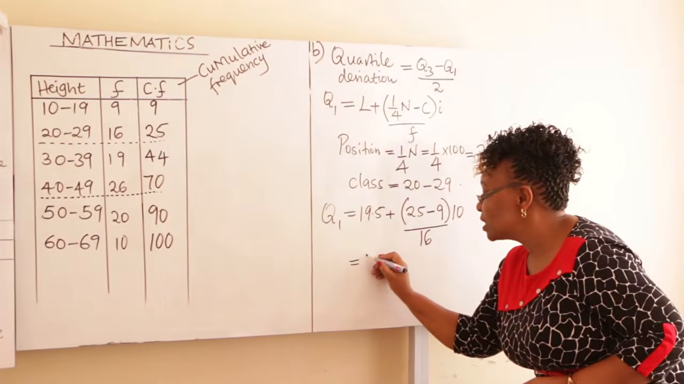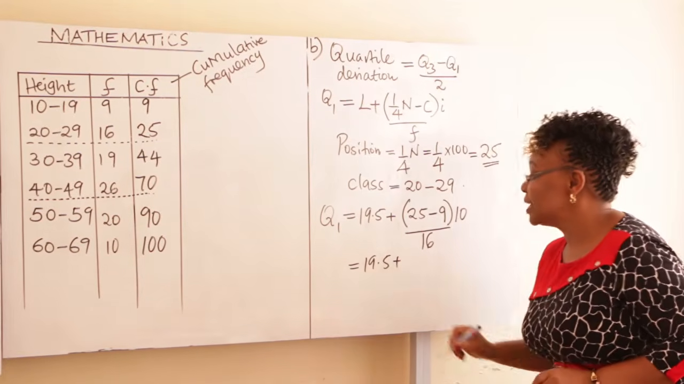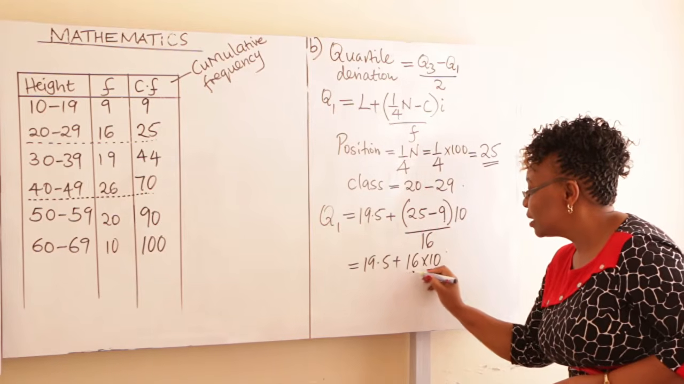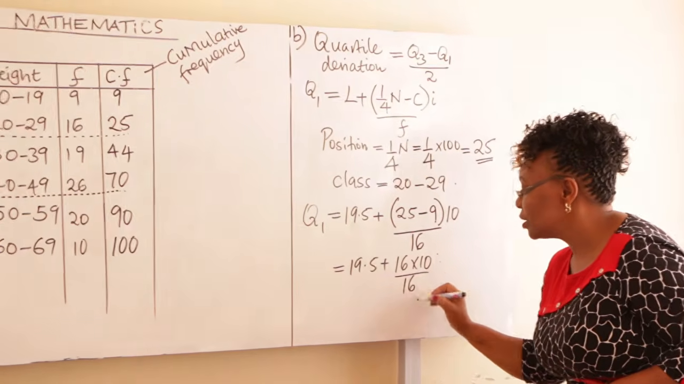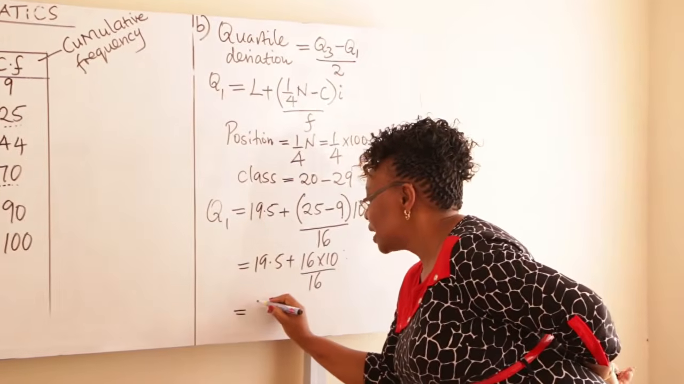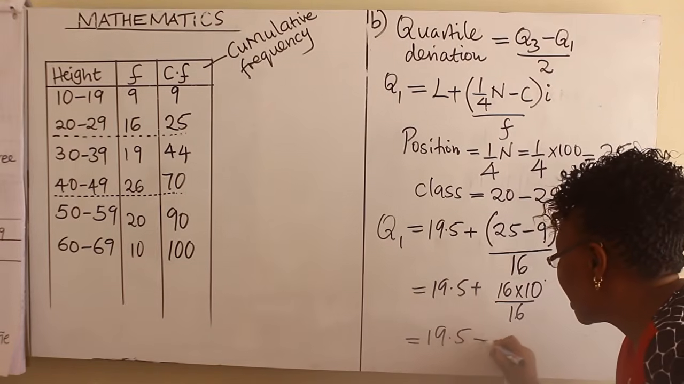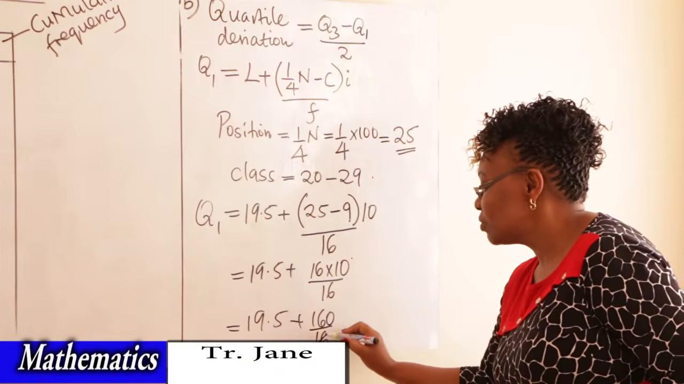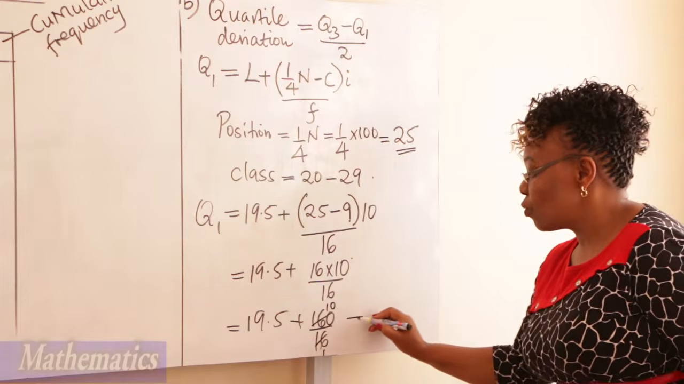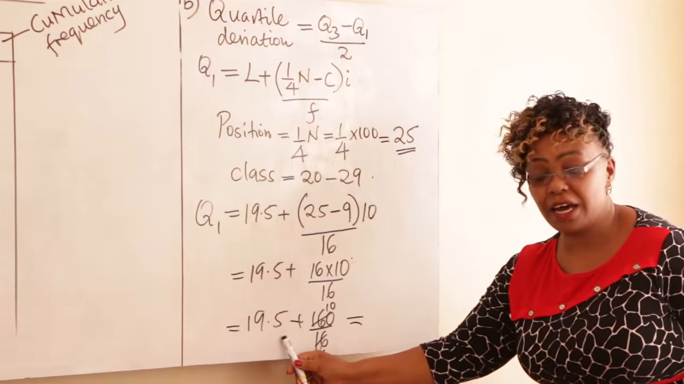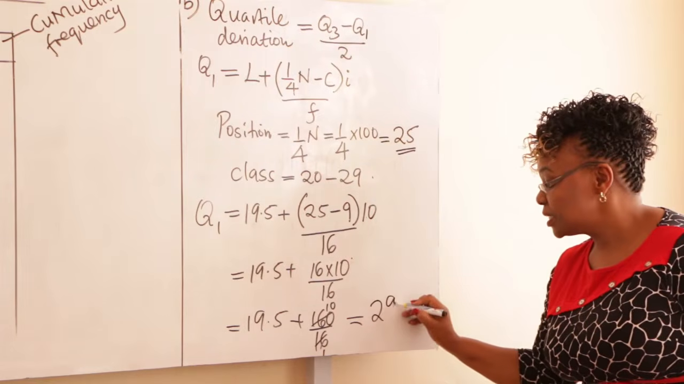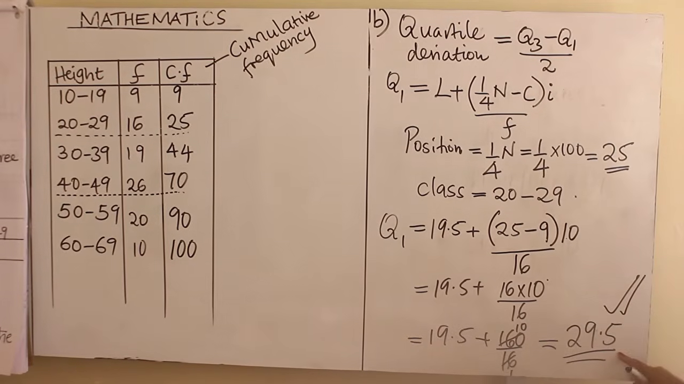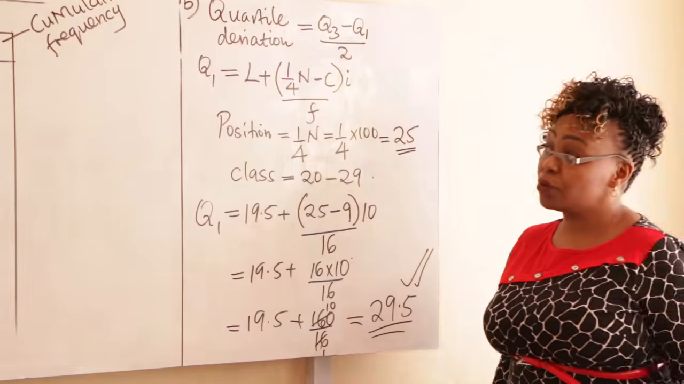So you work out this: 19.5 plus, 25 minus 9 gives you 16, divide by 16. And therefore this gives us 19.5 plus 160 over 16. You can work this out. This gives you 10. So 19.5 plus 10 will give us 29.5. And therefore that is your Q1. That is your lower quartile.